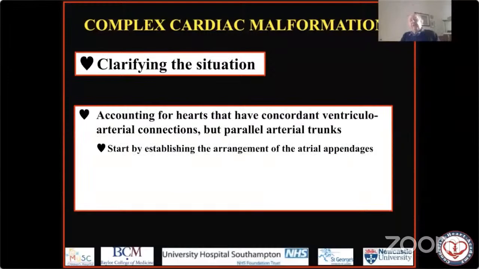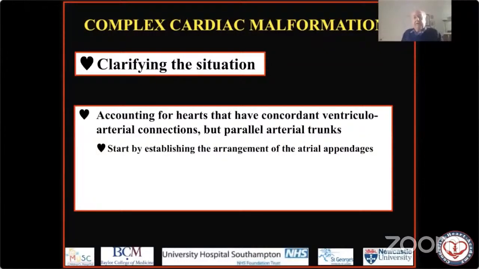So, if we are to account for these hearts that have in common the same ventricular arterial connections as we find in a normal heart, we need to look at how they differ. And in fact, the different feature is that as the arterial trunks extend into the mediastinum, they do so in parallel rather than spiraling fashion. So how do we analyze these hearts? We do so by using sequential segmental analysis.